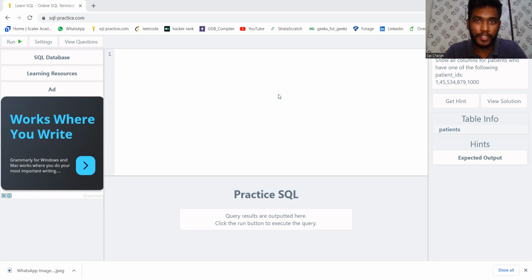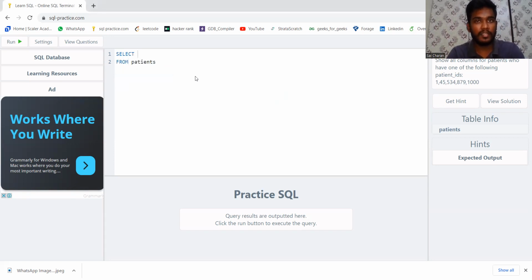Let's start solving today's question. That is, show all columns for patients who have one of the following patient IDs. So they have given some list of patient IDs. We need to retrieve all those details. Okay. So to solve such type of things, select from patients.